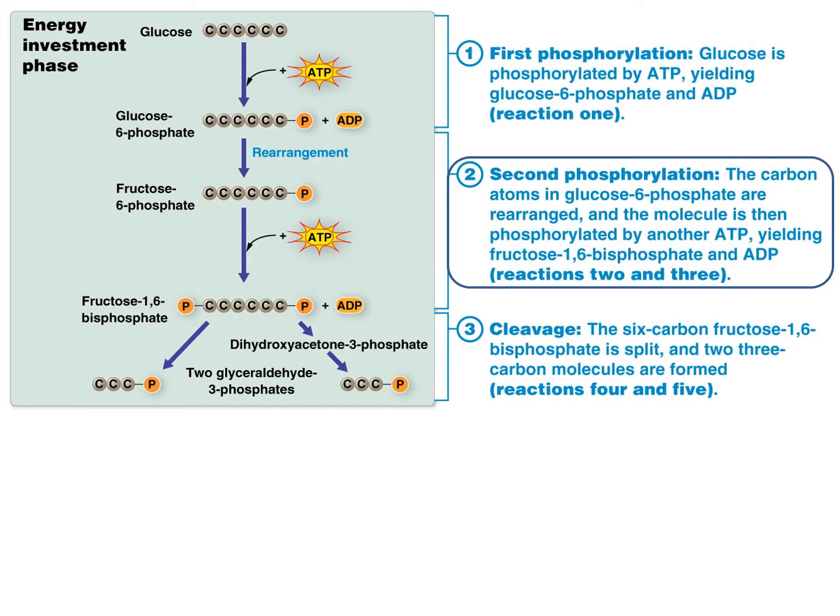In the second phosphorylation step, another ATP is used to add the phosphate to the other end of the molecule. So we now have fructose 1,6-bisphosphate.